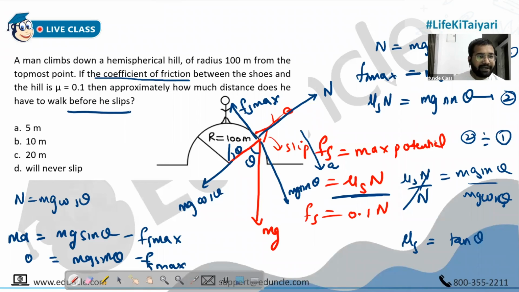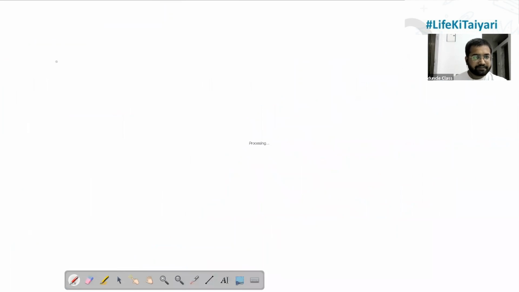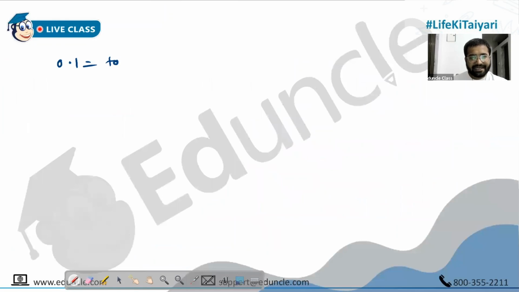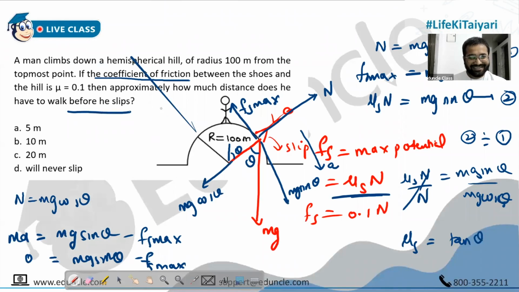Okay, so we have been given mu s, which is 0.1. So 0.1 is tan theta. Now what to do after this? What is the question, by the way? The question is, how much distance does he have to walk before he slips? What is it that they are asking?